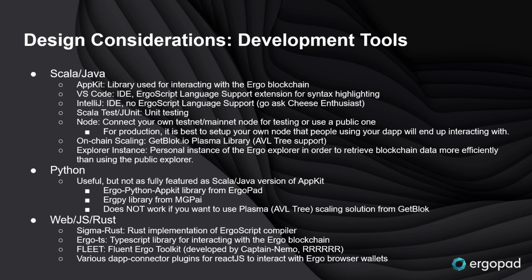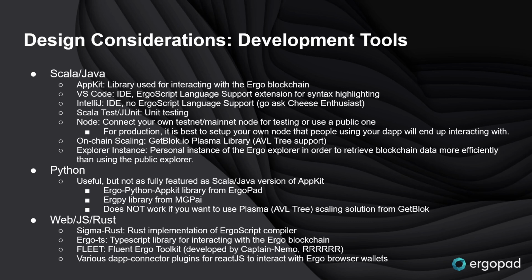You can write your protocol, your off-chain code, in Python. Some common libraries are the Ergo Python AppKit library from ErgoPad and the ErgoPy library from MGPy, but the main downside is that they have limited features for the more advanced use cases, so you can't use them to do AVL tree manipulation with Plasma, since it only works with Scala.